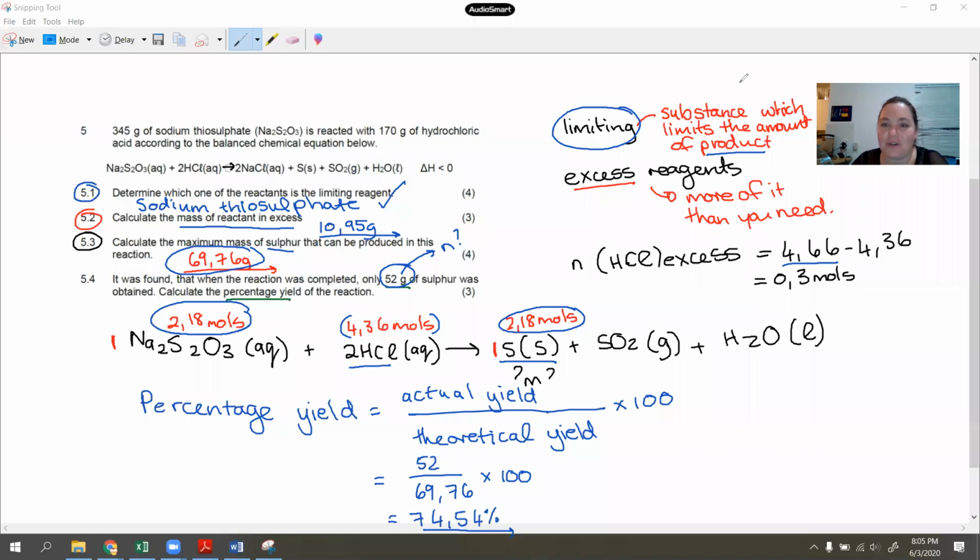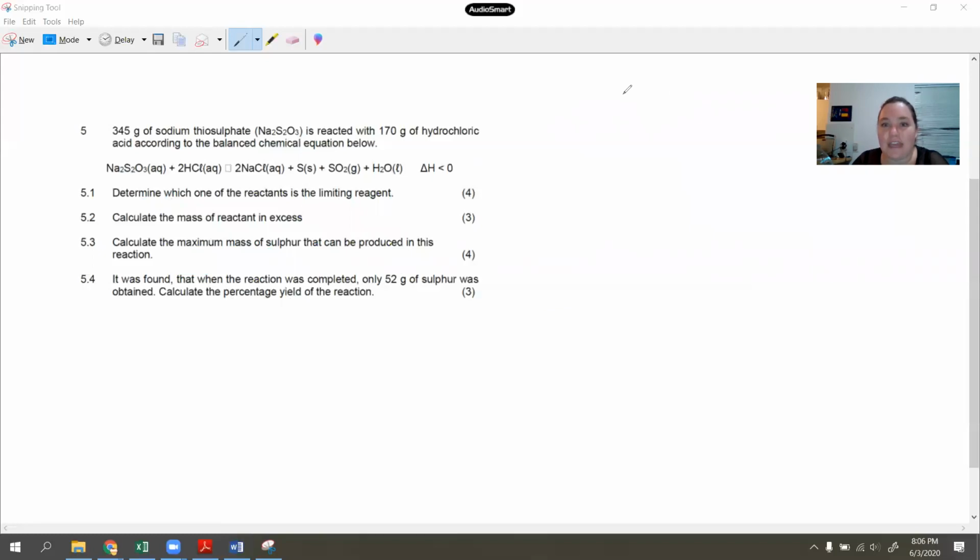What I like particularly about this question is that it brought in limiting and excess reagents as well as percentage yields. We haven't yet really hit the very, very tricky things, but I think it's important for us to establish decent foundations first. Because if you don't have the foundations, then me throwing hard questions just loses people and they can't really cope with it. So we're going to carry on with another question.